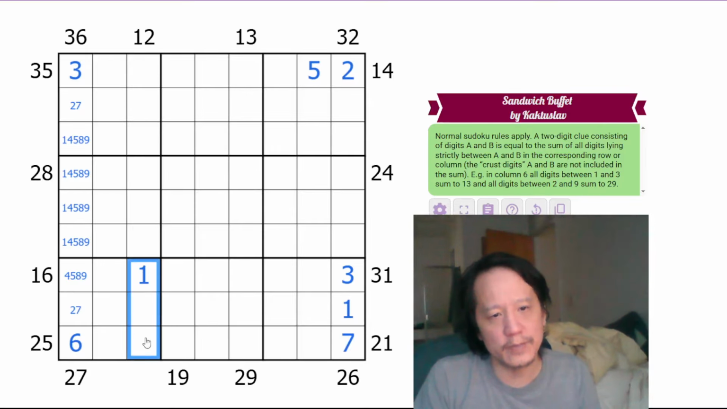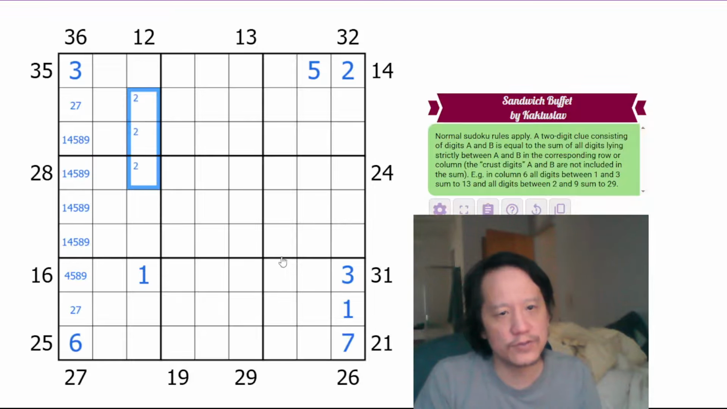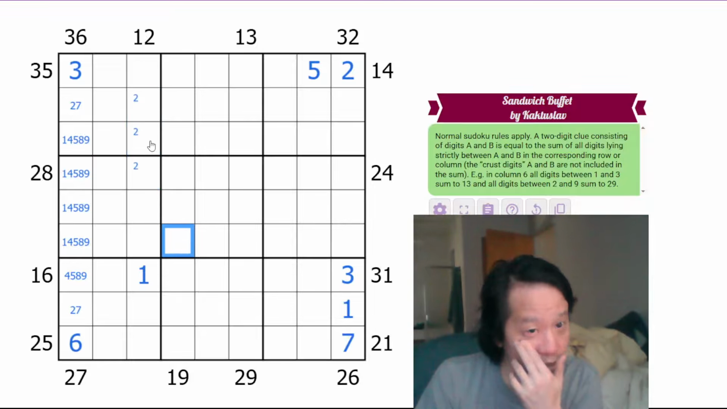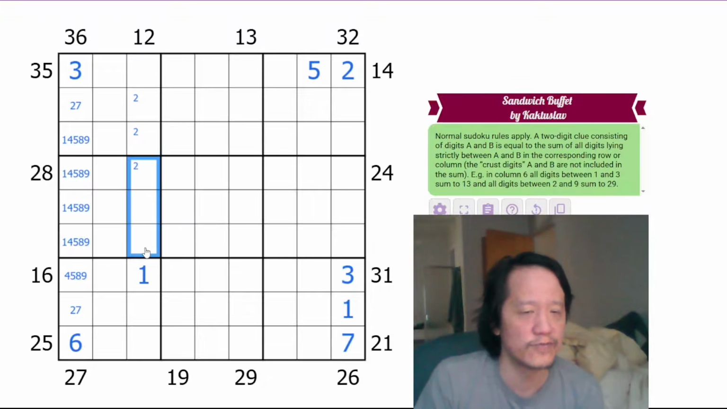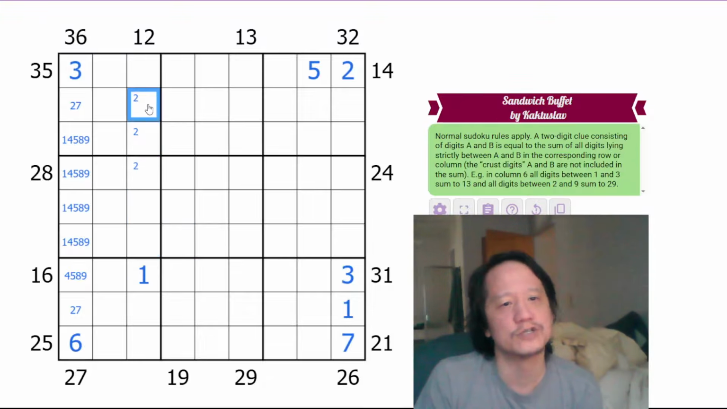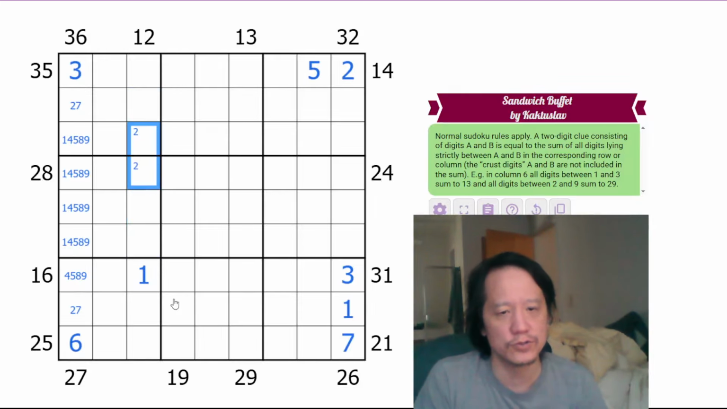The 2 cannot be here because that would not have 12 in between the 1 and 2. So 2 has to be at least one of these 3, but it could be 3 digits, so this could be 3, 4, 5. It cannot be 4 digits, because you can't have 4 digits adding up to 12 without a 1 or 2. So this can't be 2, so 2 has to be one of those 2.